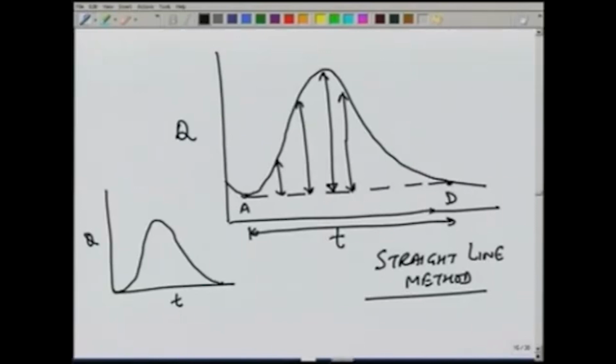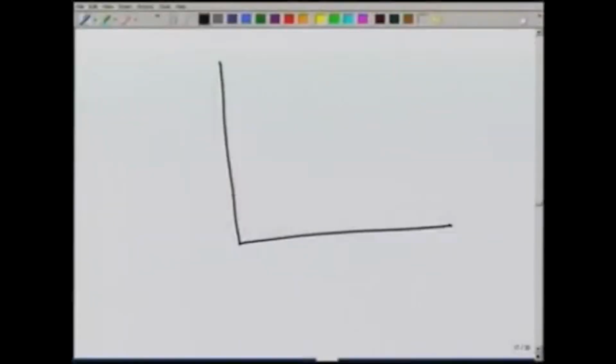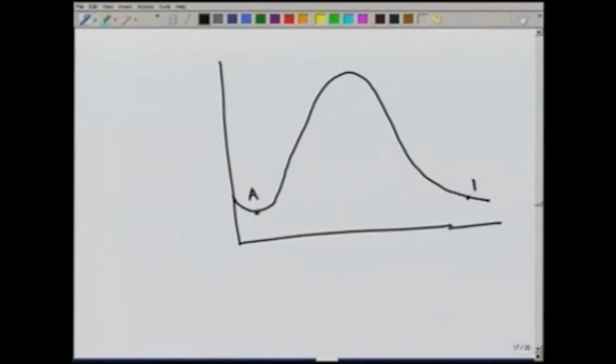One of the methods which has been used is extending the curve on the rising limb or before the rising limb. So, if we have this point A and D, and this is the time of the peak, let us call this Tp.